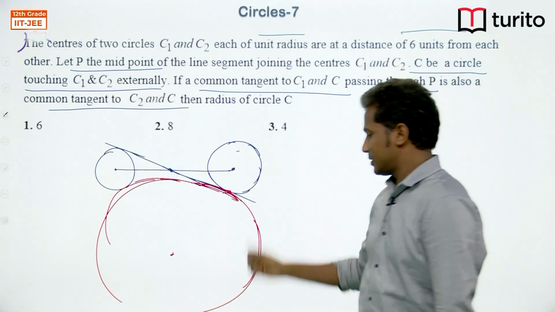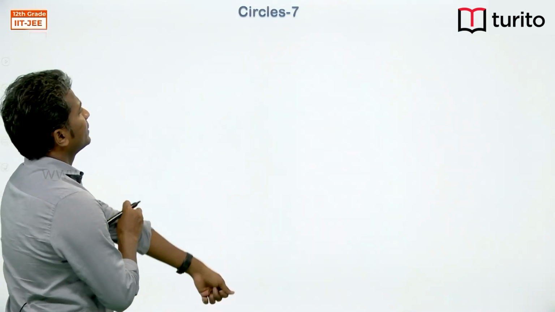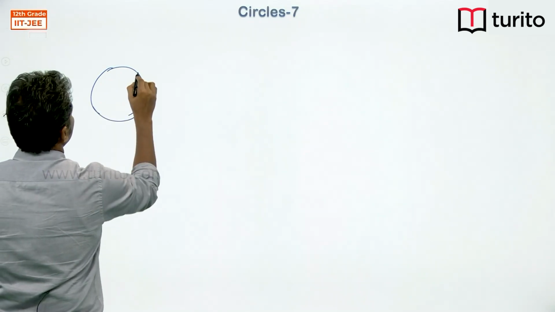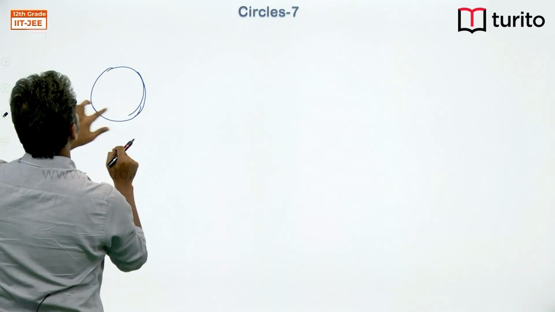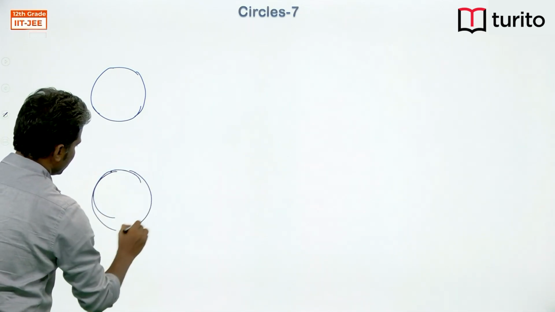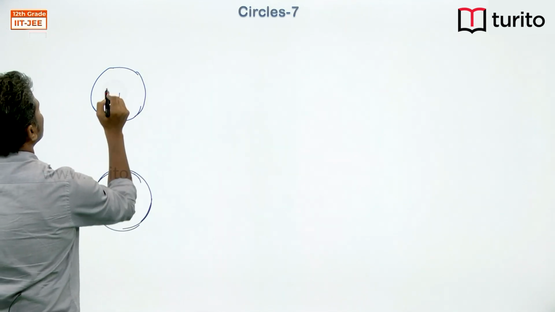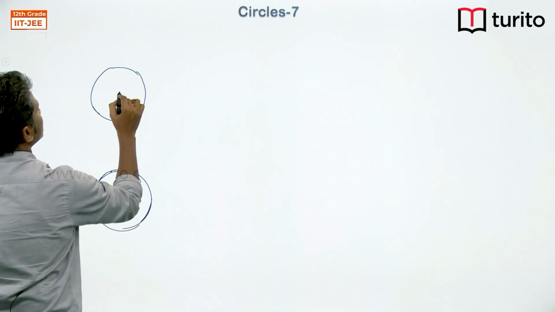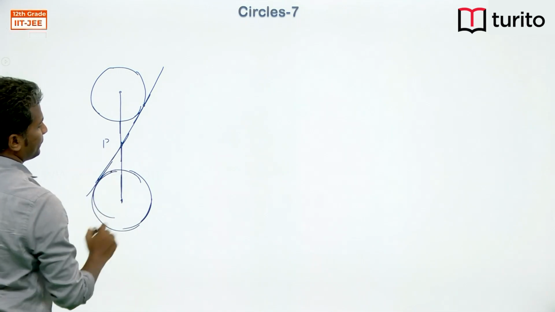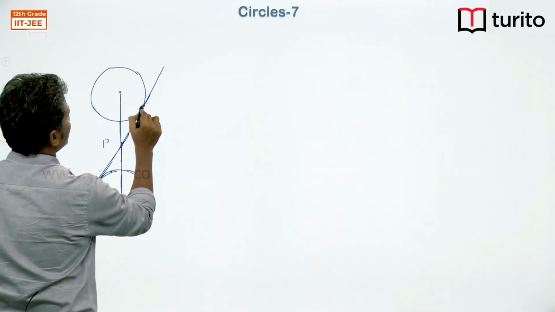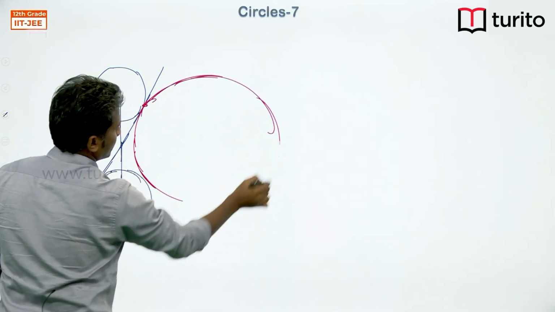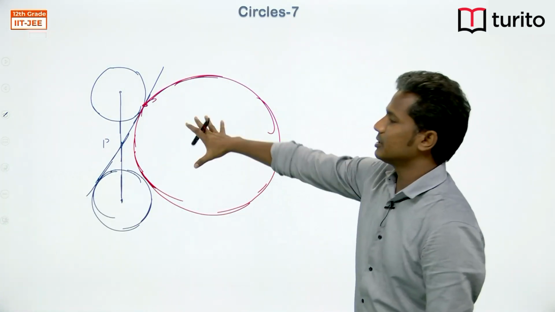Now, let us take this diagram on the next page. Here I am taking circles vertically. Let us say I have one circle here which has 1 unit radius, and there is another circle here which also has 1 unit radius. Now, distance between centers is 6 units. There is one common tangent here. This point is P. Now there is one third circle, which I am drawing in red, passing through this point and also touching here. So we can get a circle like this. Now I hope the situation is clear to you.